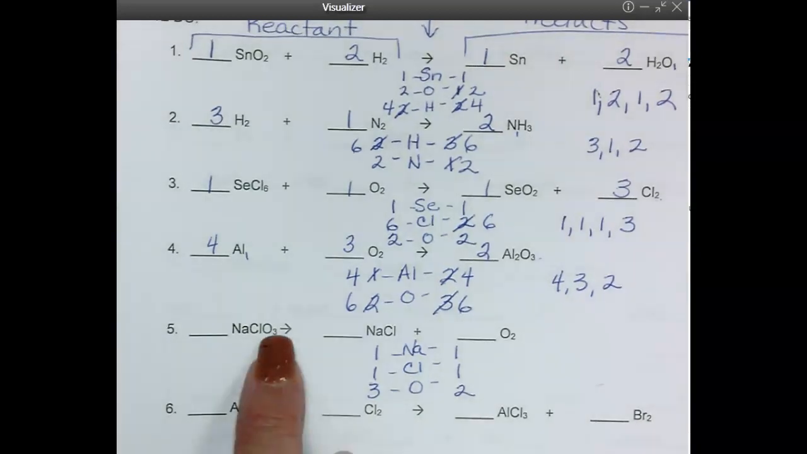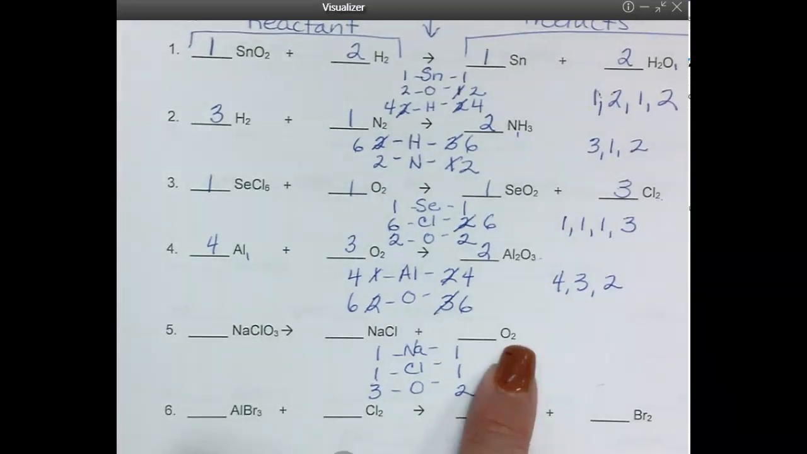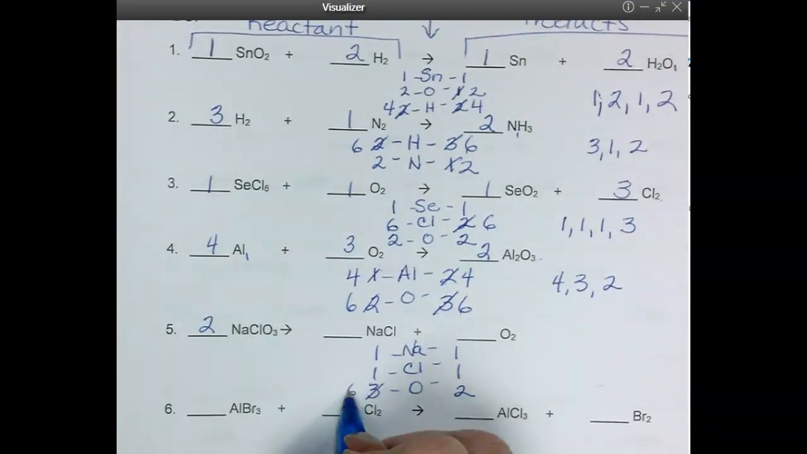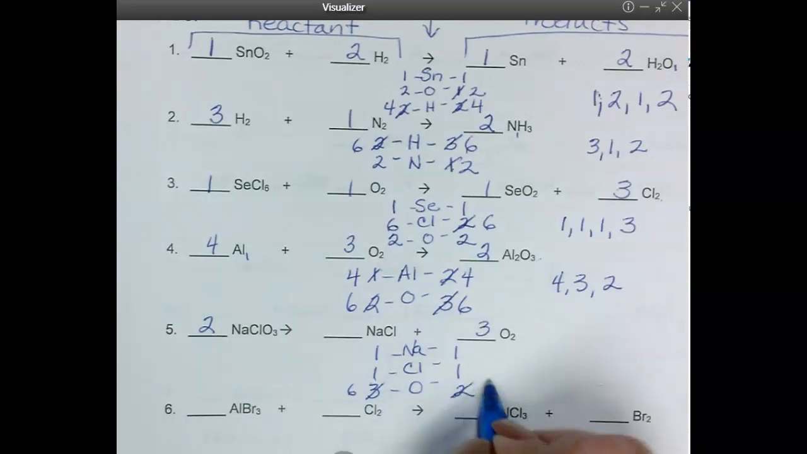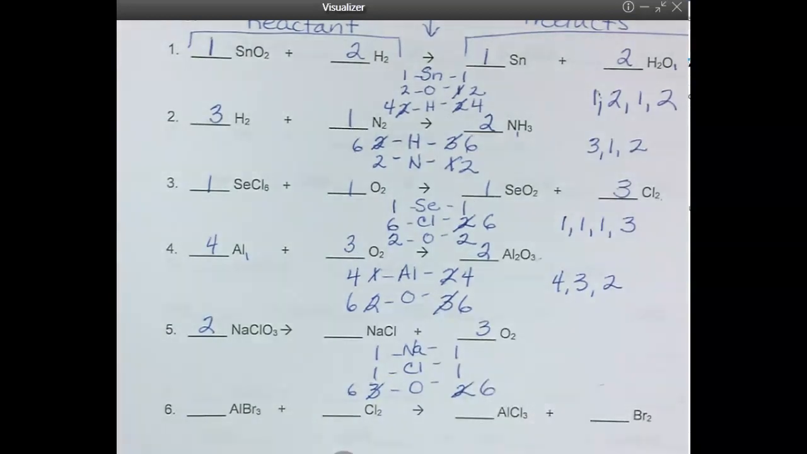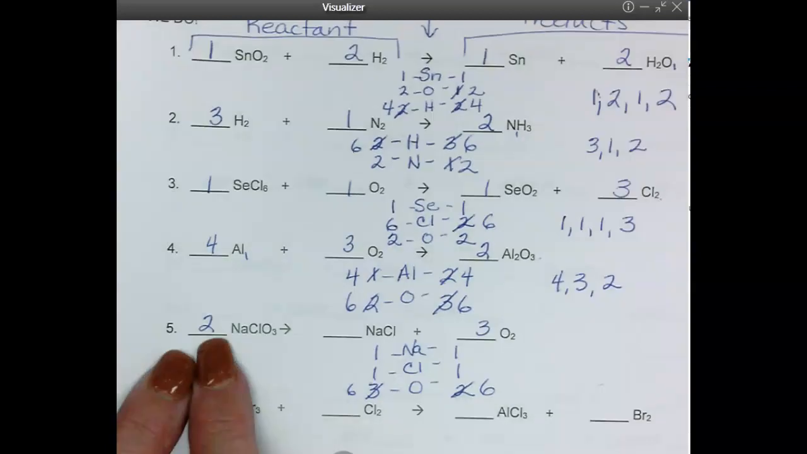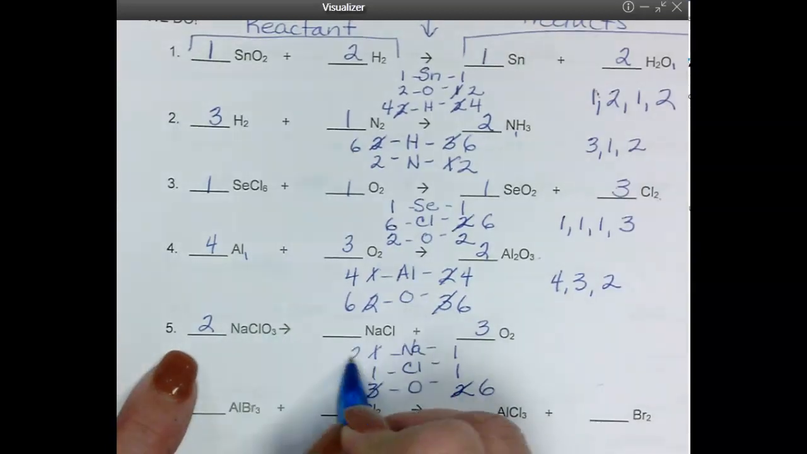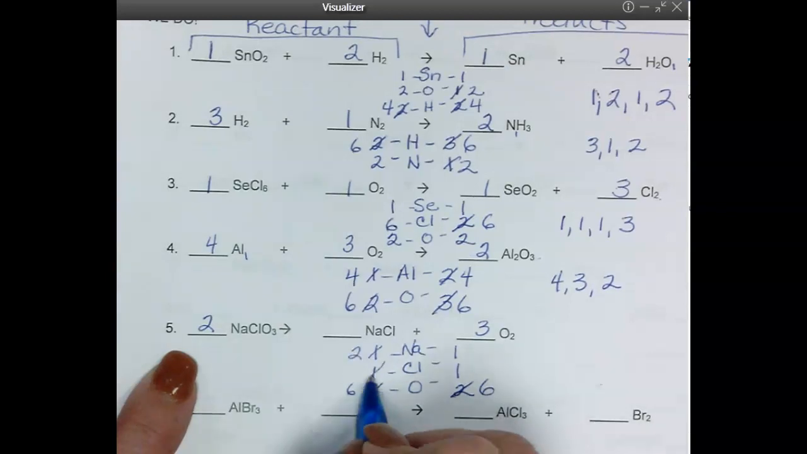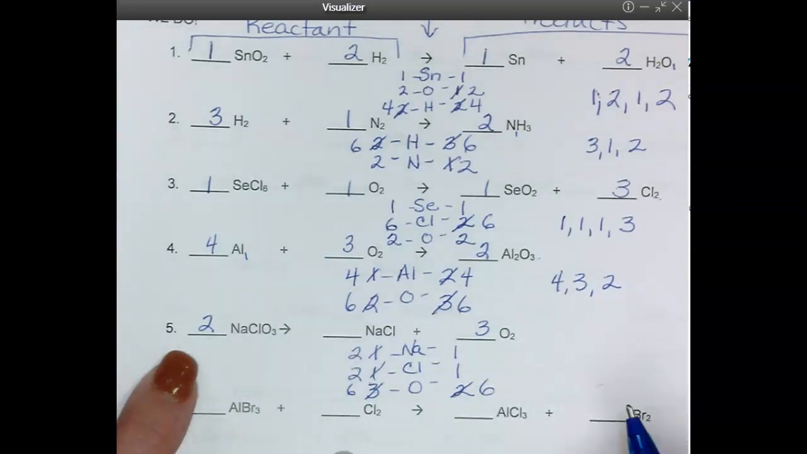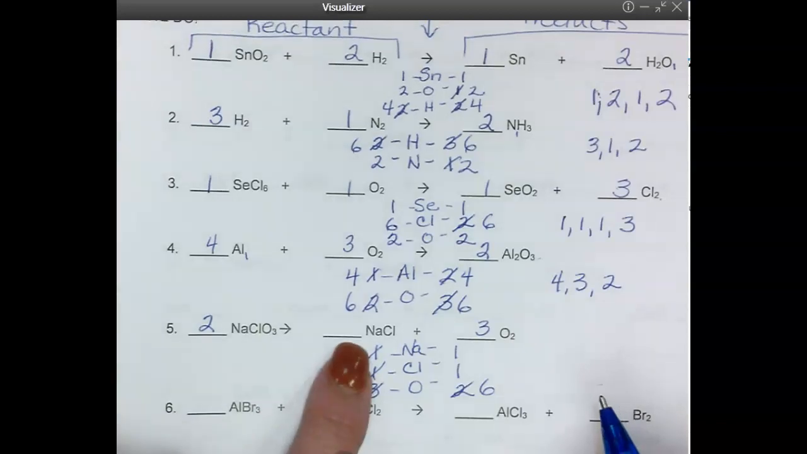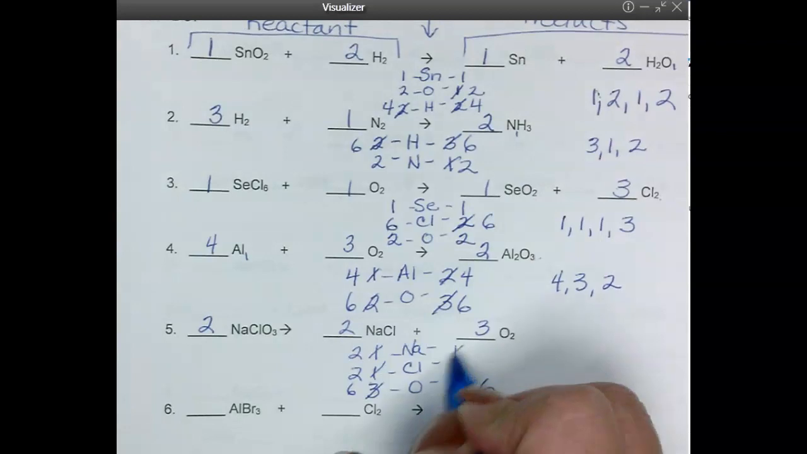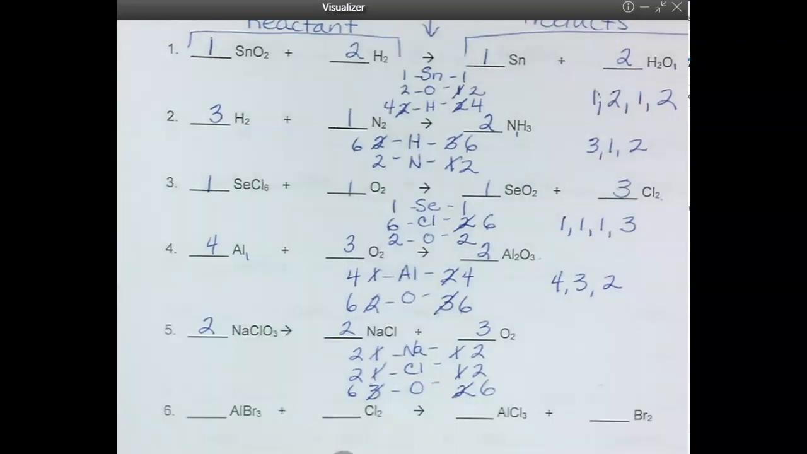These come in groups of 3. These come in groups of 2. I need the same number. So if I have 2 of these, that's going to give me 6. And if I have 3 of these, that will give me 6. Now the only problem is that when I put that 2 there, I changed everybody. So I now have 2 sodiums and 2 chlorines, which in luck, sodium and chloride are both together over here. So by putting a 2 there, I now have 2 sodiums and 2 chlorines.